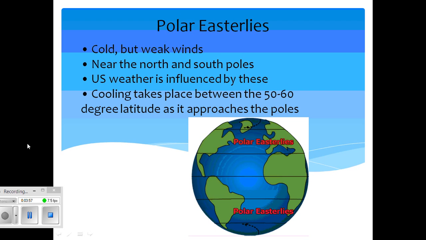Polar easterlies are cold but weak winds. They are located near the north and south poles. They also can influence weather in the United States. And cooling takes place between the 50 and 60 degree latitude as it approaches the poles.